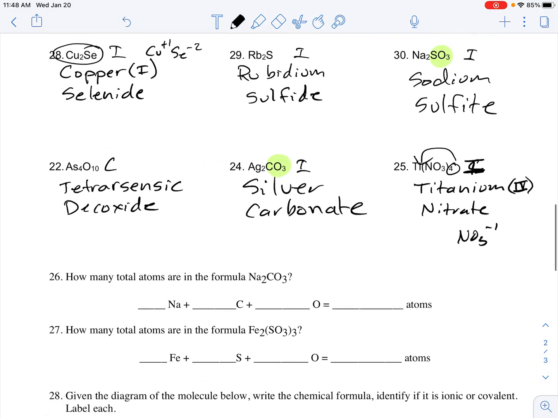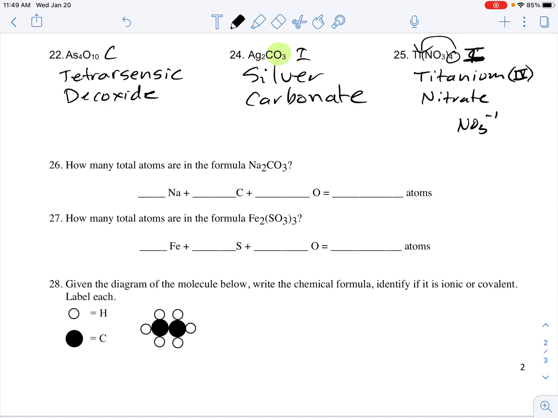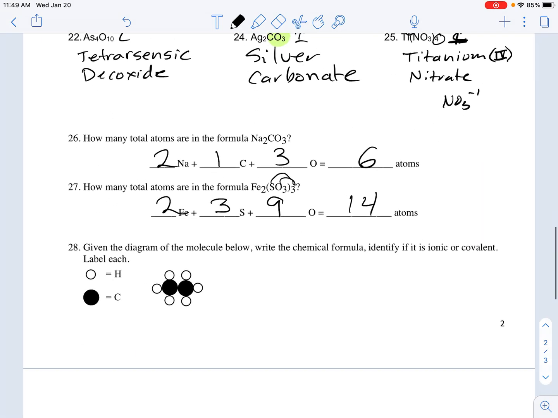Okay. Let me know if you have any questions. How many total atoms are in this compound? I have 2 Na's, I have 1 C, I have 3 O's for a total of 6 atoms. That one's pretty obvious. Fe, I have 2, but I have to distribute this 3 like math, so multiply. That's 3 S's, and 3 times 3 is 9 oxygens. So that would be 14 atoms.